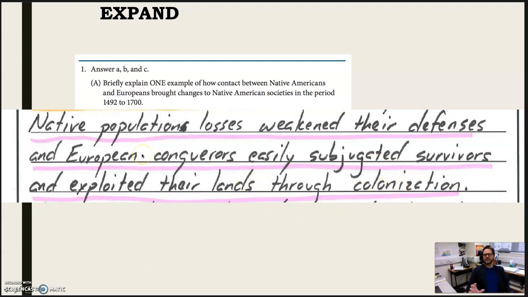So as you see, right, this expands on it. Native population losses weakened their defenses, and European conquerors easily subjugated survivors, exploited their lands. This also shows an effect, right? We have a cause that he said before, the diseases, and it showed the effect of it. And so you can see that historical thinking skill also being implemented here, right? Showing what happened after the diseases happened. And so this right here is an example of your short answer question.